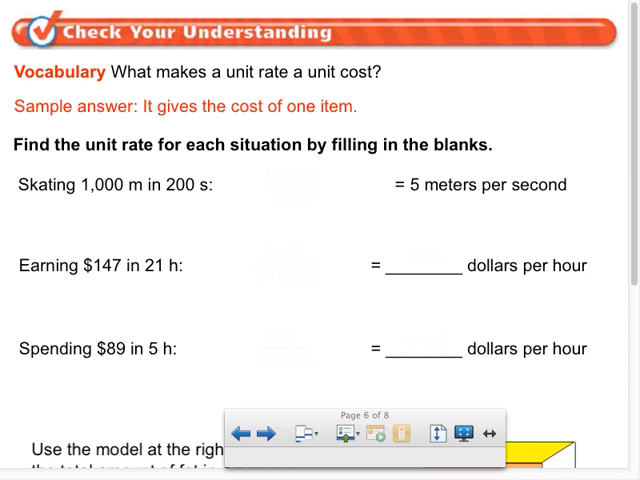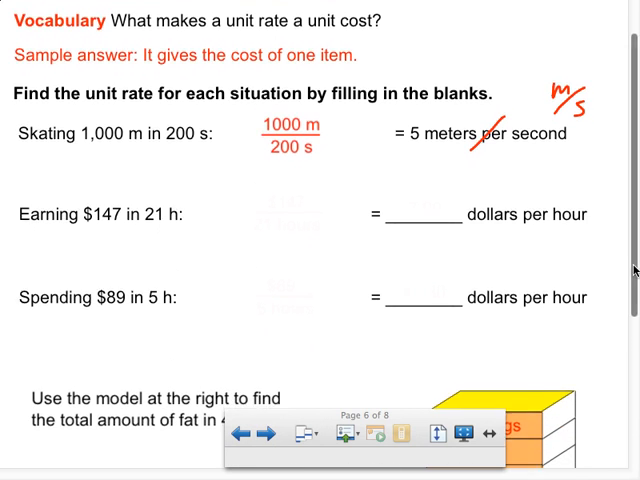Does that make sense? Okay, so let's set up our ratio in fraction form. Find the unit rate for each situation by filling the blanks. So if you look, it says it equals 5 meters per second. So what is my ratio in fraction form going to look like? Can somebody help me out with this? Justin. 1,000 meters over 200 seconds, and that simplifies to 5 meters per second. Whenever you see per, that's really the same as saying division. So meters per second, or miles per hour, MPH, except sometimes it's written M/H. Okay, do you guys understand? That's going to come up again. I want to just emphasize that now.